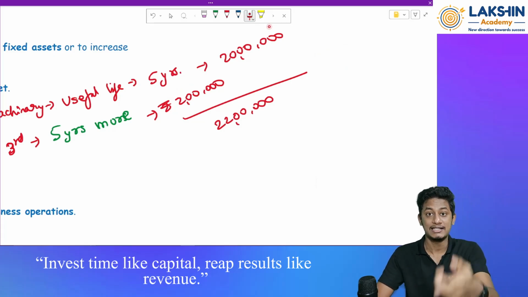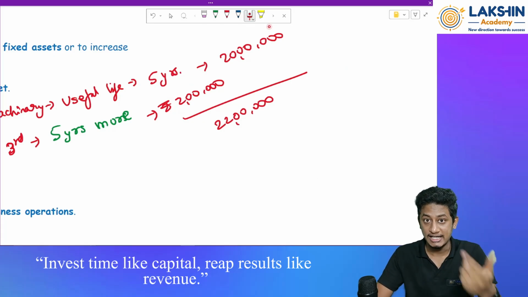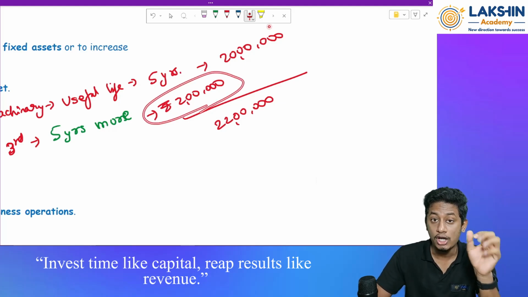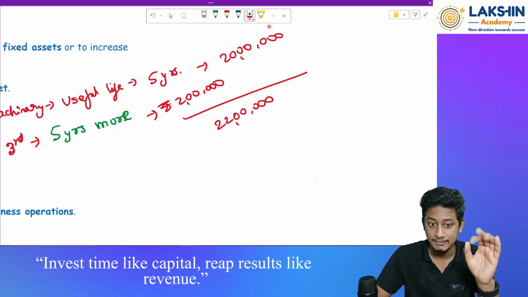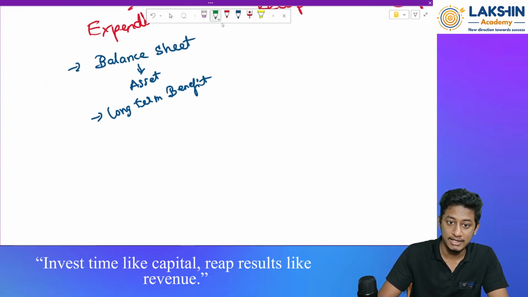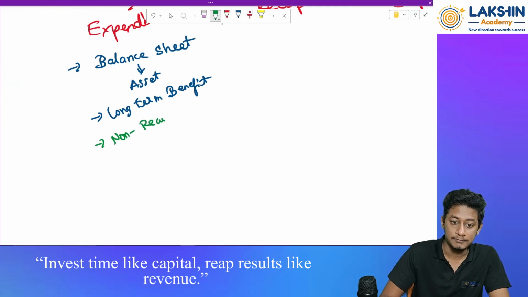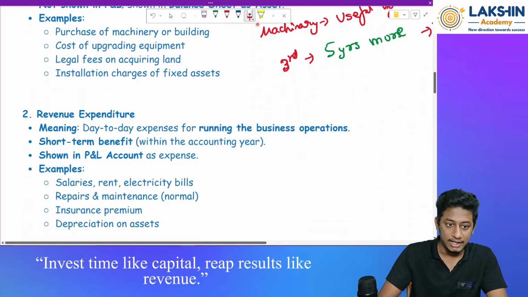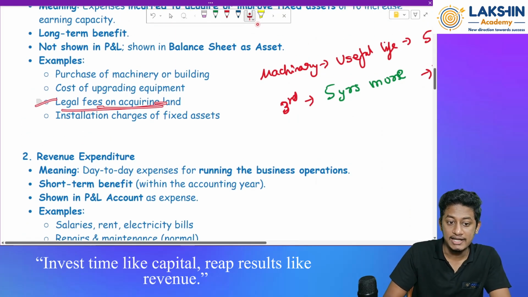Can I do this expense again and again? No, sir, I cannot do it again and again. Because of that, it will be a non-recurring expense. So I can say that whatever capital expenditure I make, it is a non-recurring item. Clear? I won't be making the expense again and again during the same financial year. Clear? Okay. Then again, next, legal fees on acquiring a land.